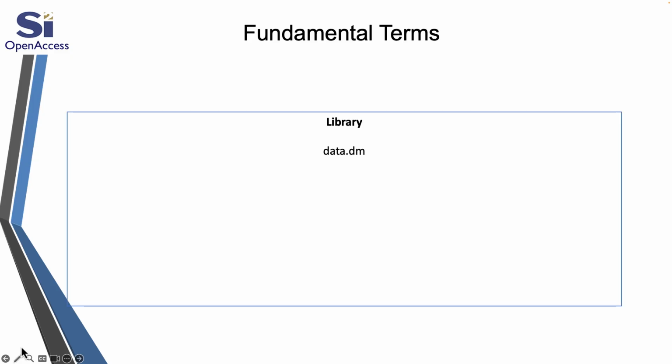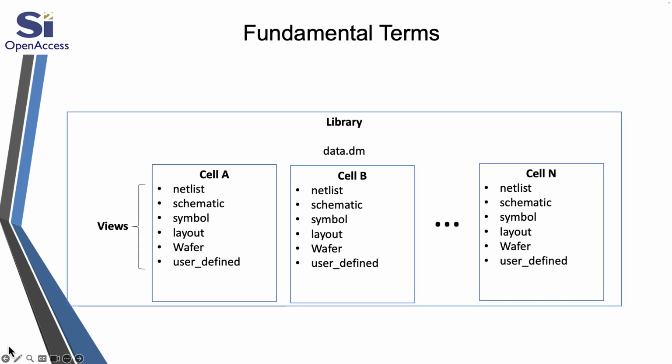Designs are kept in a library as data. The library has cells, each of which may have several views or data for different applications. The Techfile is usually inside the same library containing the data. It has technical information associated with the technology used in creating the design.